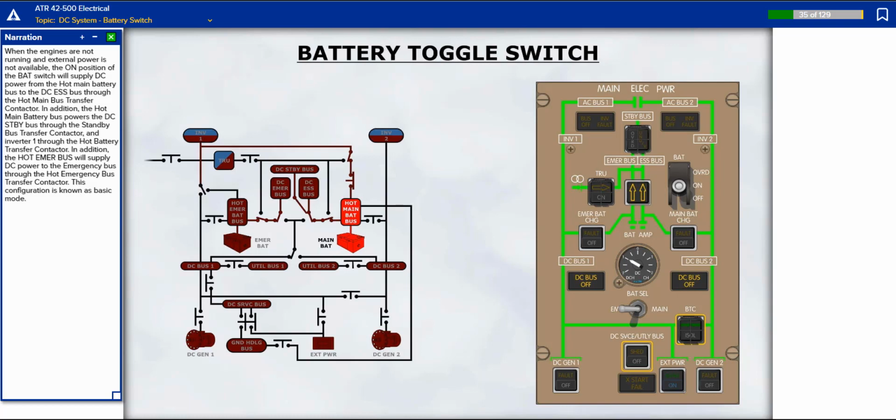When the engines are not running and external power is not available, the on position of the battery switch will supply DC power from the hot main battery bus to the DC essential bus through the hot main bus transfer contactor. In addition, the hot main battery bus powers the DC standby bus through the standby bus transfer contactor and inverter 1 through the hot battery transfer contactor. In addition, the hot emergency bus will supply DC power to the emergency bus through the hot emergency bus transfer contactor. This configuration is known as basic mode.